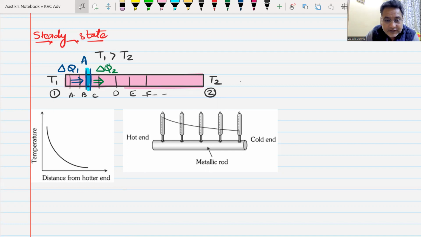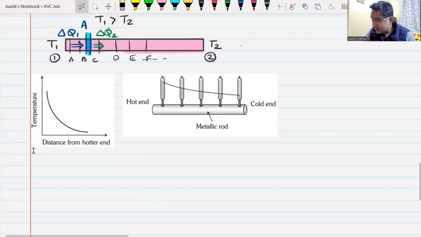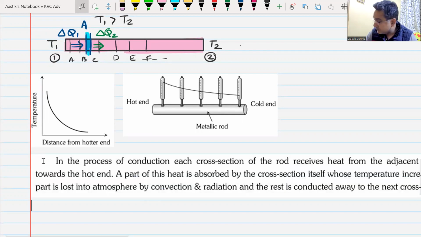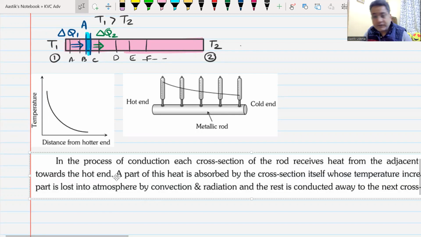This type of heat transfer is known as conduction in variable state. Look, I will give you the note. This is the note for this. I will give you that note. Then you can note it down and probably you will be able to understand it.